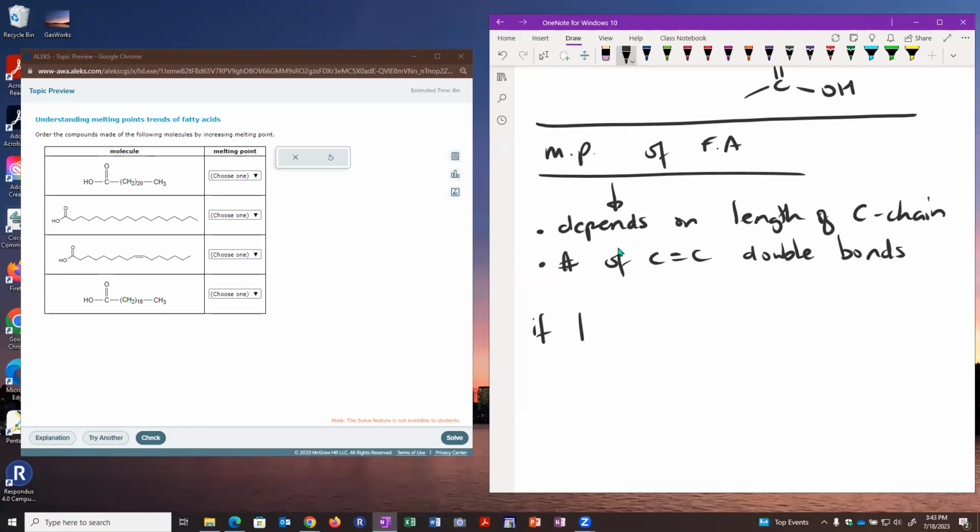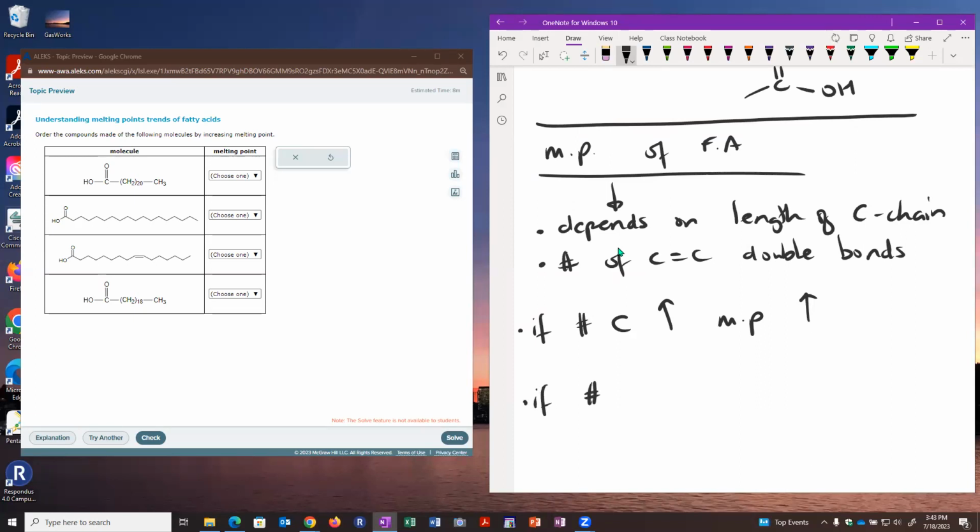Okay, so if everything is the same, if there are no other differences, but just the length of the carbon chain, if the number of carbons increases, the melting point increases as well, right? That's just a direct relationship between size of the molecule and the melting point. Now, that's if you have the same type of fatty acid. In other words, if you're comparing saturated fatty acids, if you're comparing monounsaturated to each other, if you're comparing polyunsaturated to each other, you just look at the number of carbons.